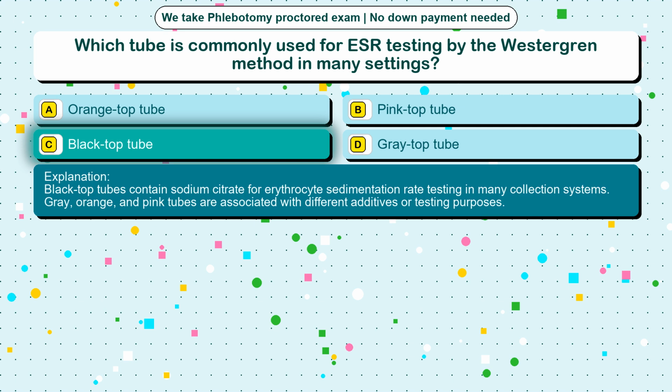Black top tubes contain sodium citrate for erythrocyte sedimentation rate testing in many collection systems. Gray, orange, and pink tubes are associated with different additives or testing purposes.